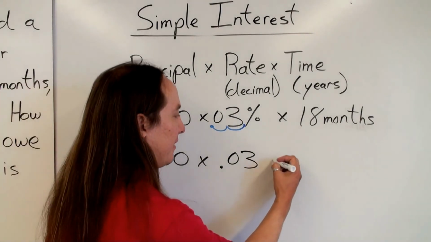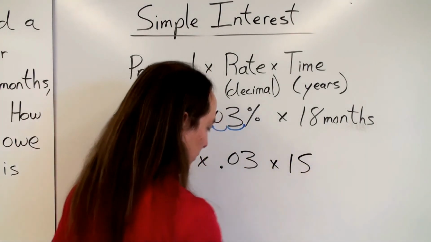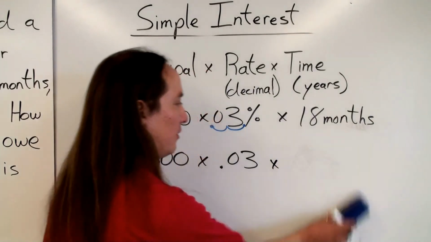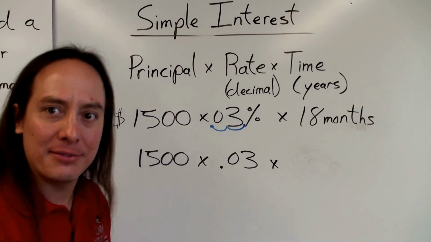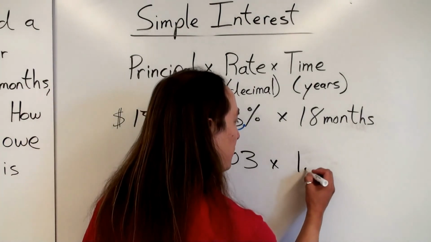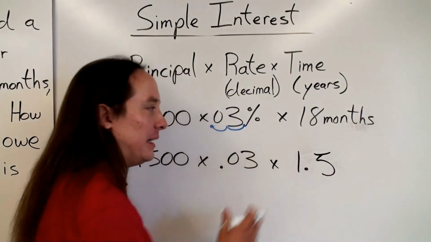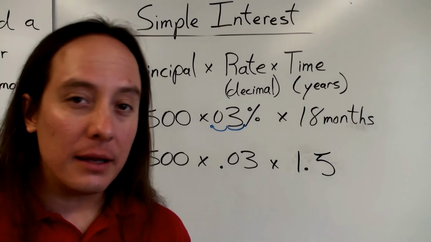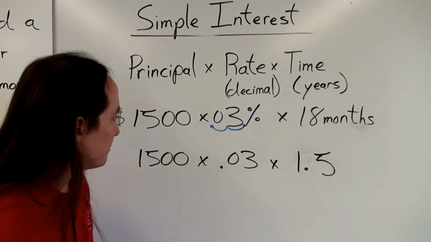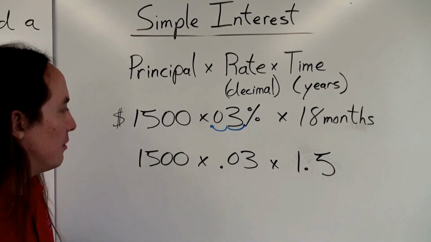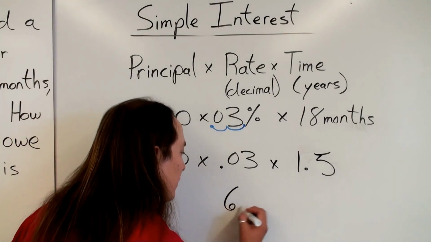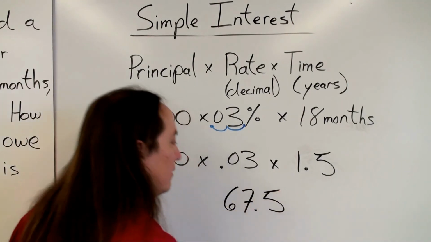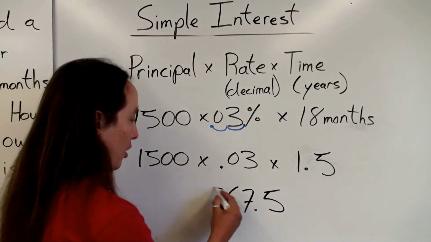Okay, and 18 months. Oops, wait. Did you guys figure out what 18 months was? That's a year and a half, right? Okay, so we have 1.5. That would be years, 1.5 years, okay? All right. So if you do the multiplication, I did it earlier, it should give you $67.50.